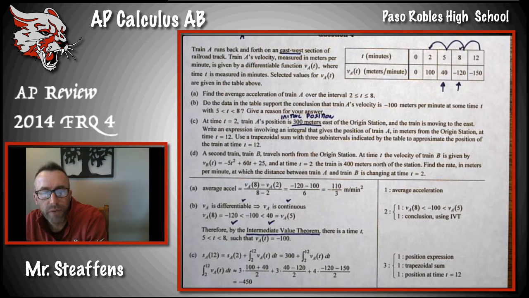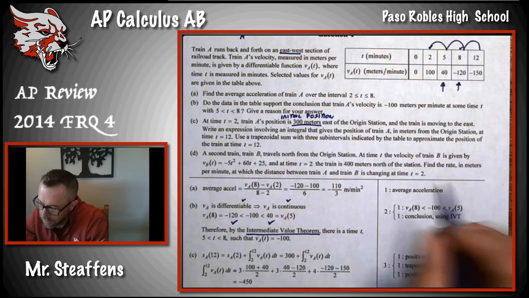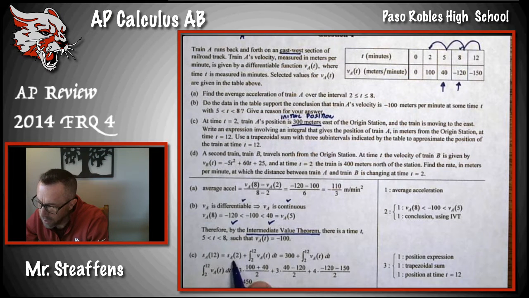So those are my 3 trapezoidal sums. It says, hey, guess what? I'm going to start at 300, and then add my Riemann sums from 2 to 12. So 300 plus the integral from 2 to 12 of that table, and this is the Riemann sum.